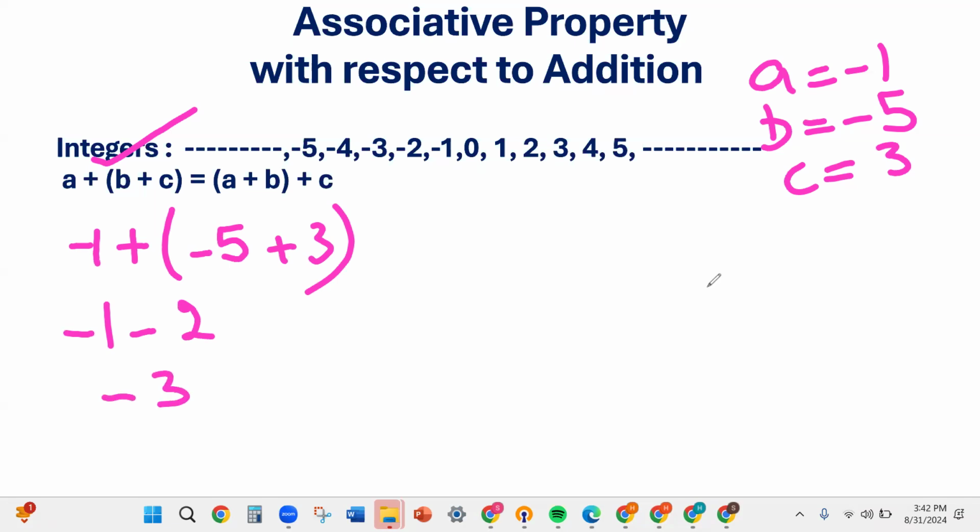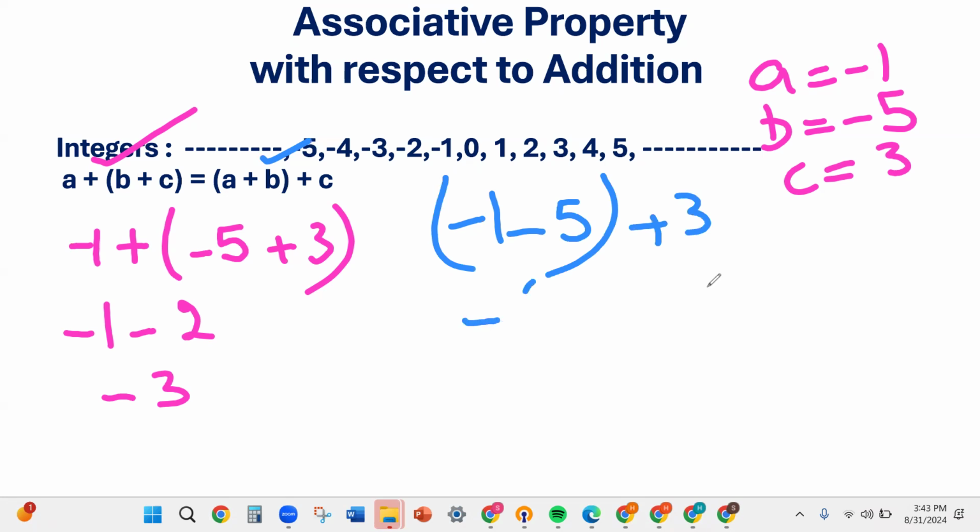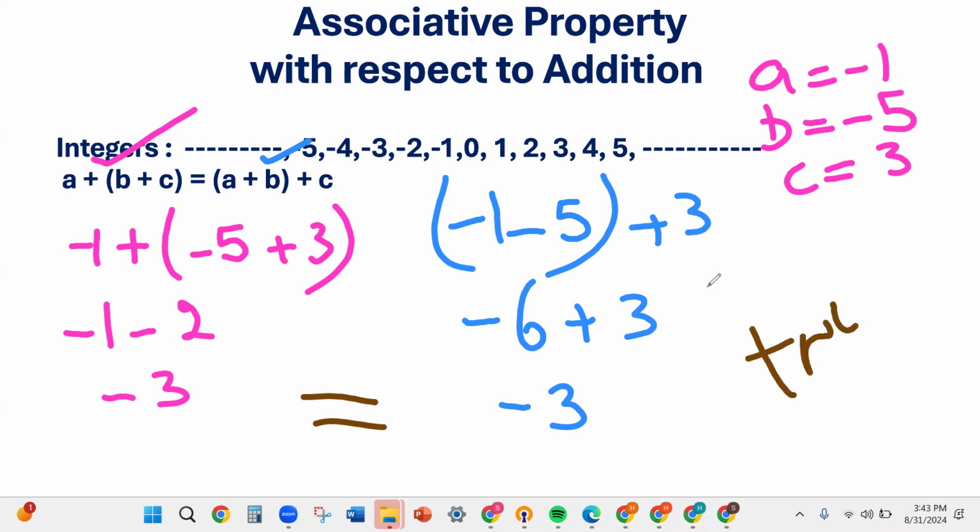Now solve the right-hand side of this property. A plus B: -1, -5, plus 3. -1 minus 5 is -6. -6 plus 3 is -3. Now you can see that these two are equal. -3 and -3 is equal. So this property is true. Associative property with respect to addition is true.